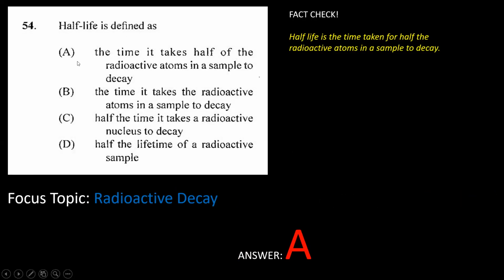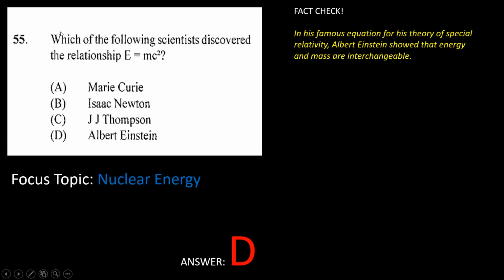54, half-life questions. Half-life is the time taken for half the radioactive atoms in a sample to decay. So therefore, your answer should be A. 55, which of the following scientists discovered the relationship E is equal to mc squared? Most persons know of Einstein's famous equation. The answer is Albert Einstein. D.